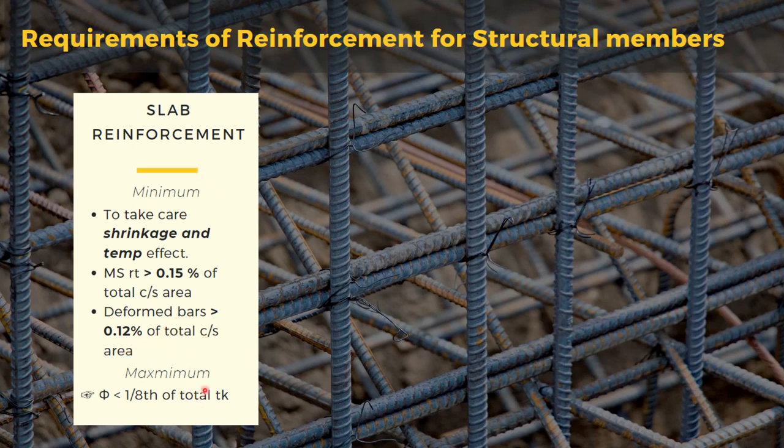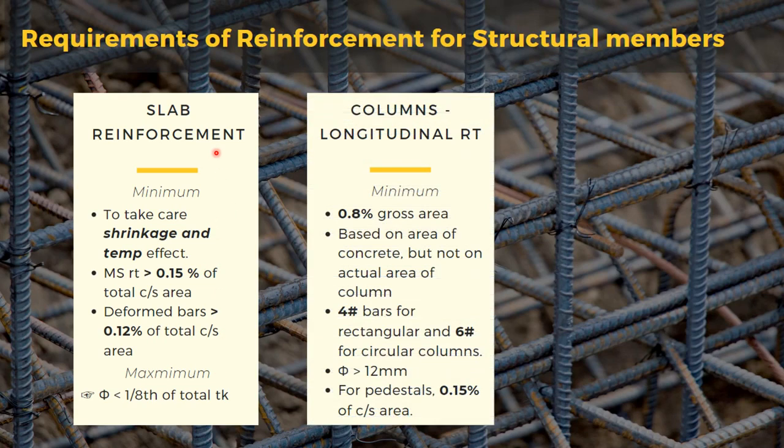What will be the maximum? It is about 1/8 of the total thickness of the slab. So this is about the minimum and maximum reinforcement for slab. Now let's move on to columns. In case of a column, there is longitudinal and transverse reinforcement.